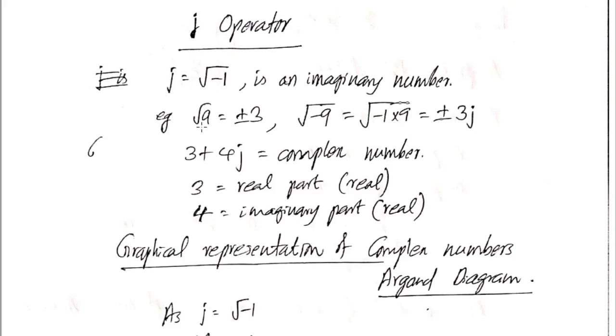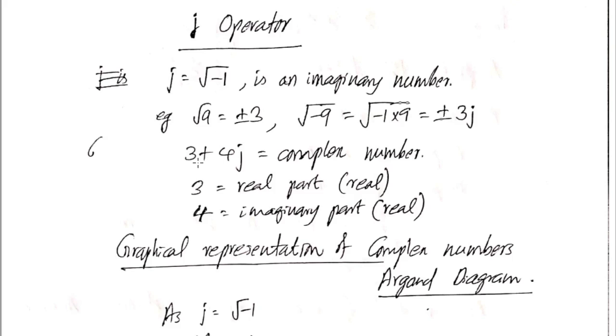You know that the square root of a positive number is a real number. For example, root of 9 is plus or minus 3. But the square root of a negative number, root of minus 9, can be written as root of minus 1 into 9. Root of 9 is plus or minus 3 and root of minus 1 is j. So it will be plus or minus 3j. This is also a purely imaginary number.